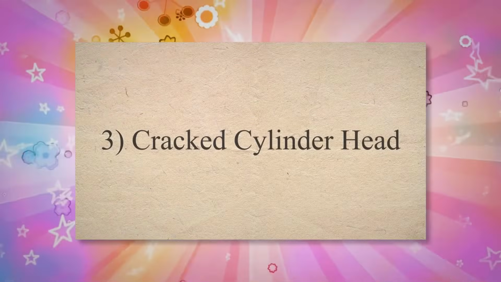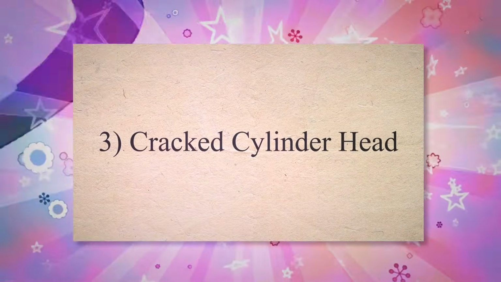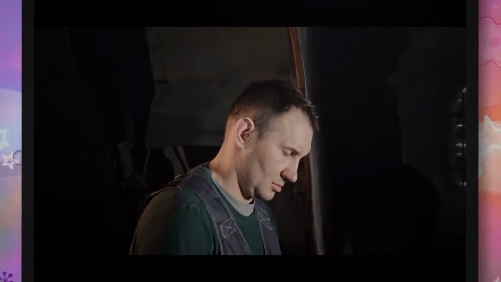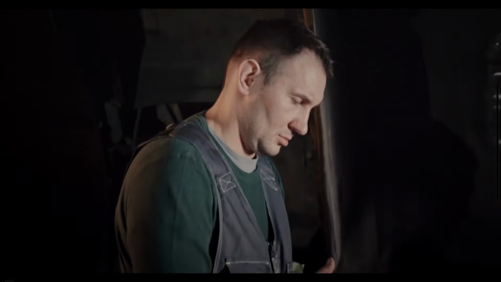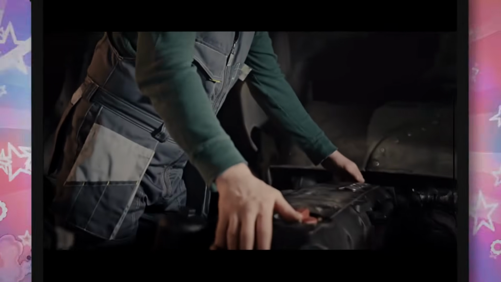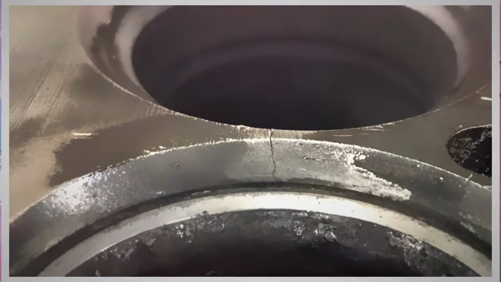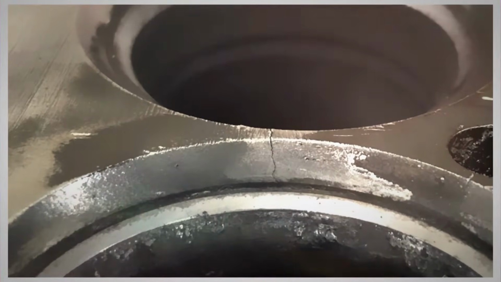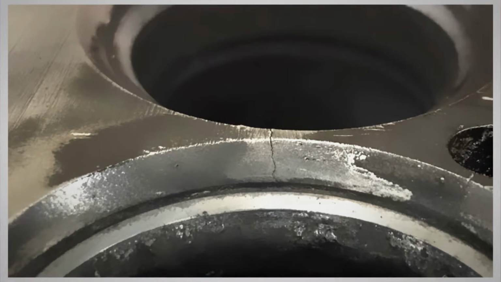3. Cracked cylinder head. The cylinder head is also a major part of the engine. The cylinder head is usually located above the cylinders, forming a roof over the combustion chamber. When the cylinder head is damaged, it may lead to oil leaking into the coolant. Unfortunately, this issue does not have a simple or quick fix.